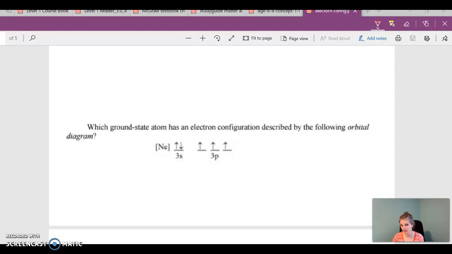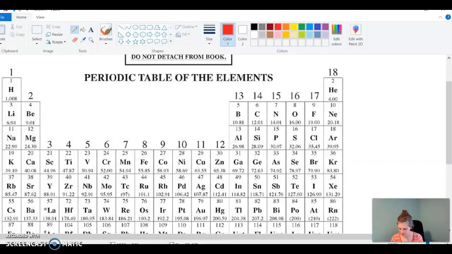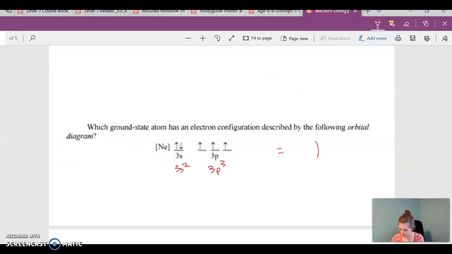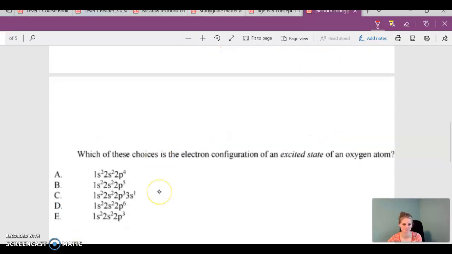This is kind of an Aufbau diagram, an orbital diagram, and it shows that it goes neon, then it's got 3s2 and 3p3. So if I go on the periodic table, I'm going to look for neon, and then past that it goes 3s2, 3p3: 1, 2, 3. So it's showing us phosphorus. So this one is phosphorus. Not too tricky. Let's go to the next one.